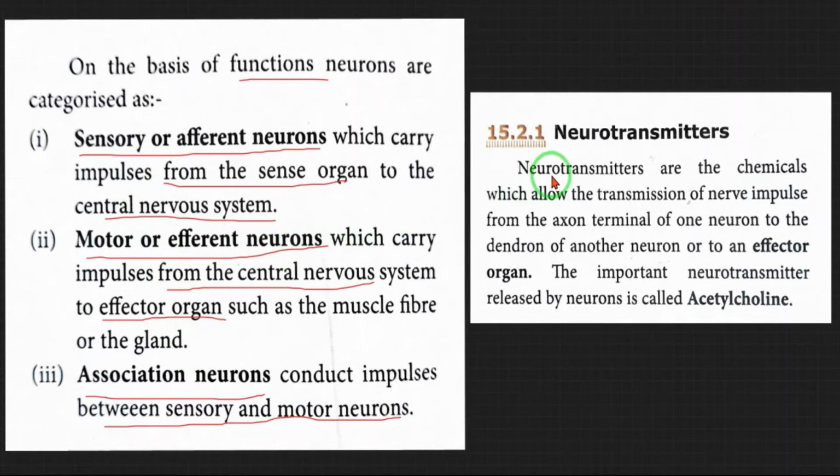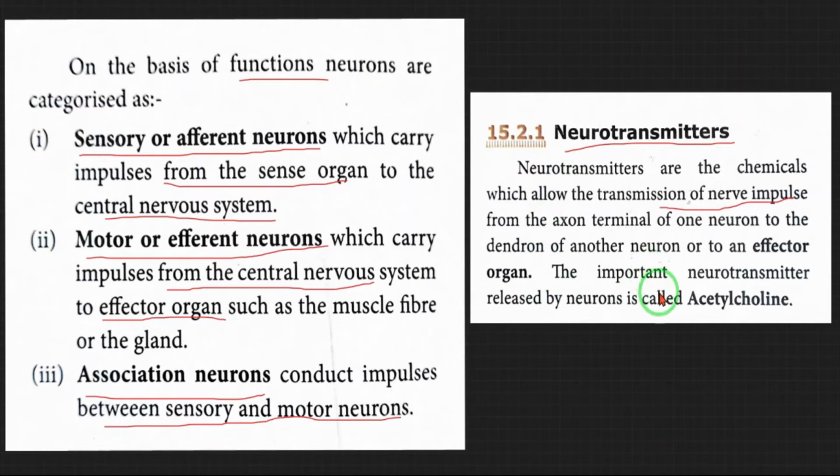So next one is neurotransmitters. When I was teaching the structure of a neuron, I taught this. Neurotransmitter is a chemical. Neurotransmitters are the chemicals which allow the transmission of nerve impulse from the axon terminal of one neuron to the dendron of another neuron or to an effector organ. In which region is this produced? Synaptic knob. At the end of the axon, the axon terminal is present, and at the tip of the axon terminal, synaptic knobs are present. These synaptic knobs produce neurotransmitters.